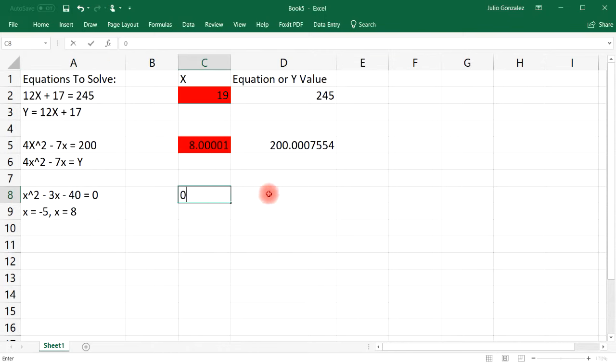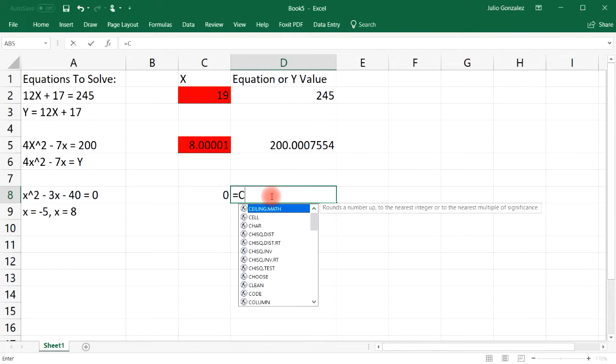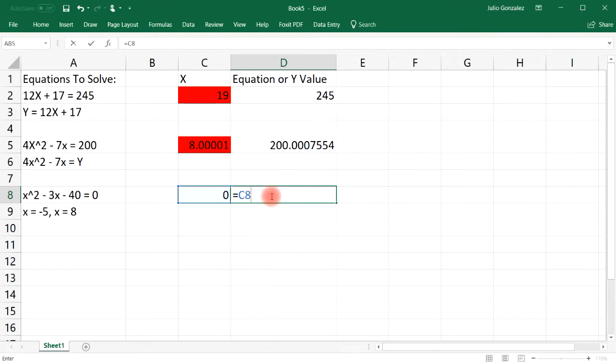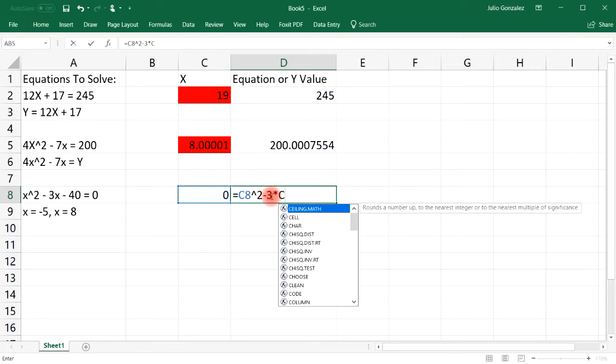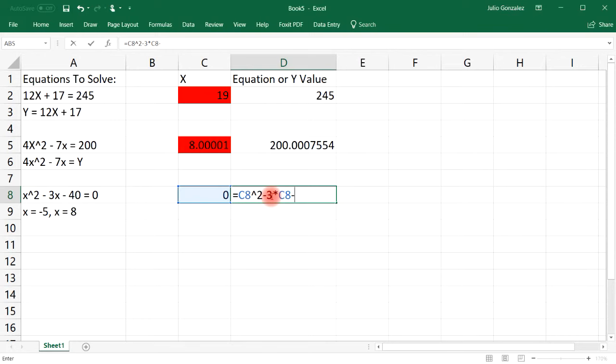So let's start by putting the 0 here, and let's write the equation. So equals cell C8, that's where the 0 is, and we're going to square it, and then after that minus 3x, or 3 times C8, and then minus 40. So notice that this is equal to 0.